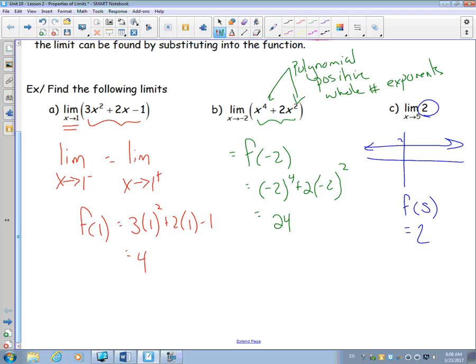It's always the same. So as soon as we recognize polynomials, don't do left and right hand limits anymore. Just plug it into the function. It's going to come out with the same value.